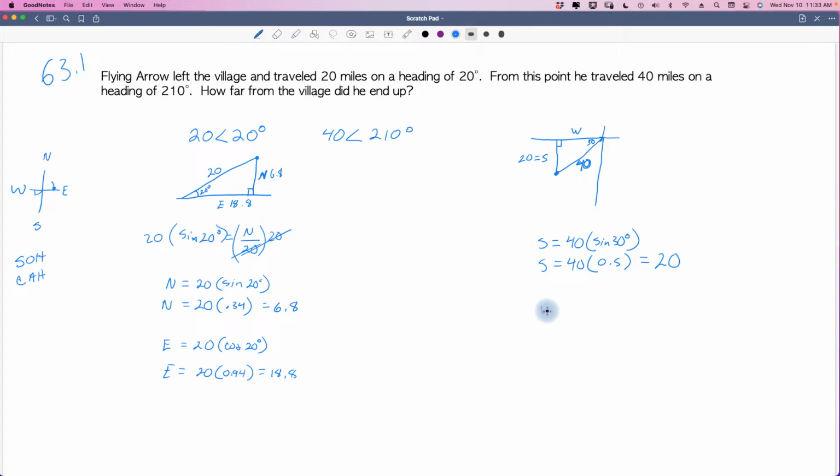Now we're going to do the west, and the west is going to be the cosine, and the cosine is the adjacent side to the angle. So W is going to be 40 times the cosine of 30 degrees. And the cosine of 30 degrees is 0.87. And when we multiply that out, we get 34.8. So west is equal to 34.8. My pen is not doing right again. There we go. All right, 34.8.